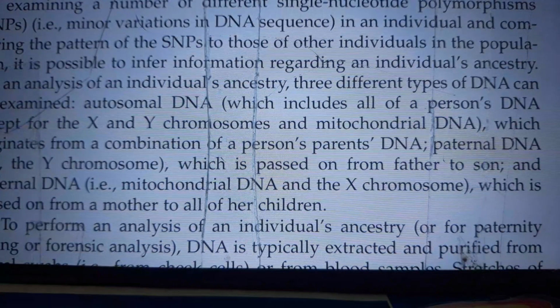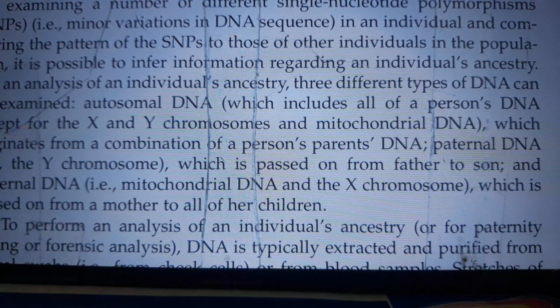Ancestry determination. By examining a number of different single nucleotide polymorphisms, SNPs, that is minor variations of DNA sequence, in an individual and comparing the pattern of the SNPs to those of other individuals in the population, it is possible to infer information regarding an individual's ancestry.